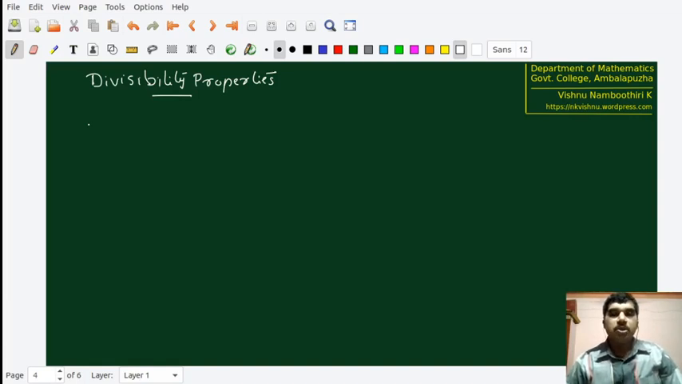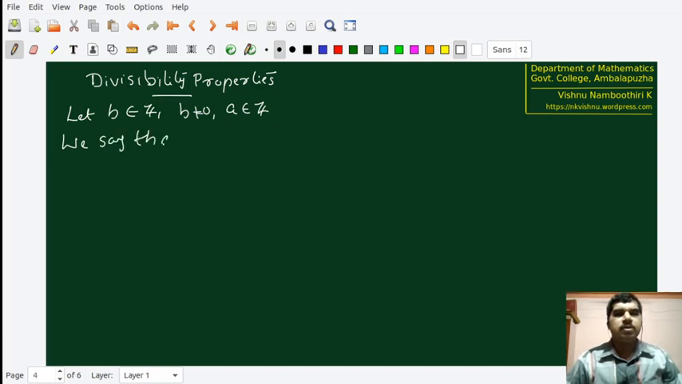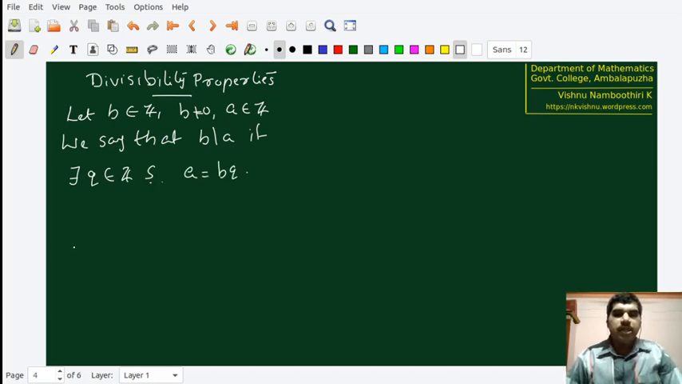Recall that the notion of divisibility we define as follows. Let b be an integer and b not equal to 0, a an integer. We say that b divides a if there exists an integer q belongs to Z such that a is equal to bq. This is how we define divisibility. Now we are going to see some properties of this divisibility which will easily follow from its definition.